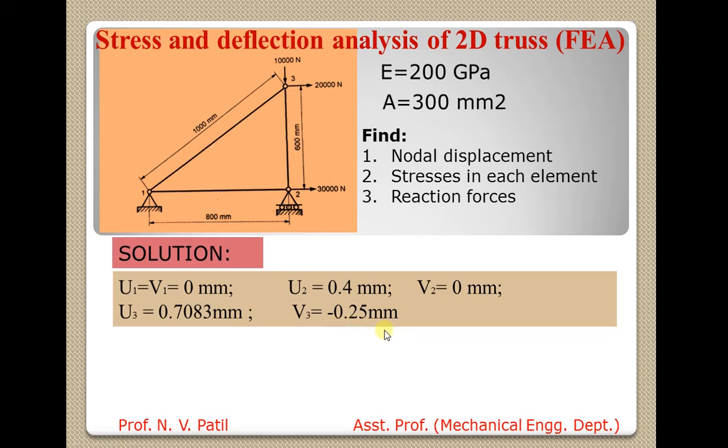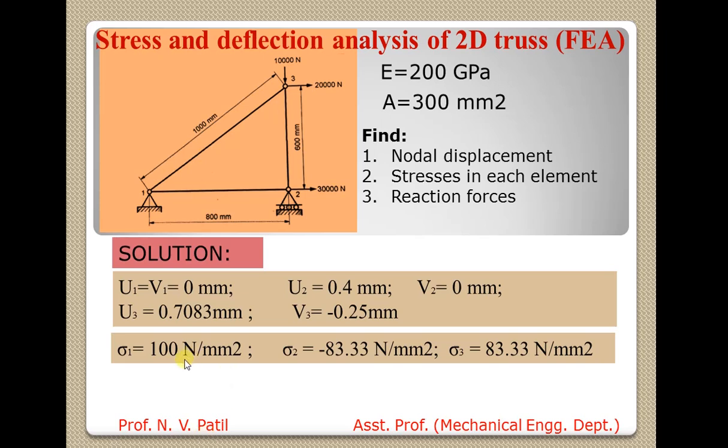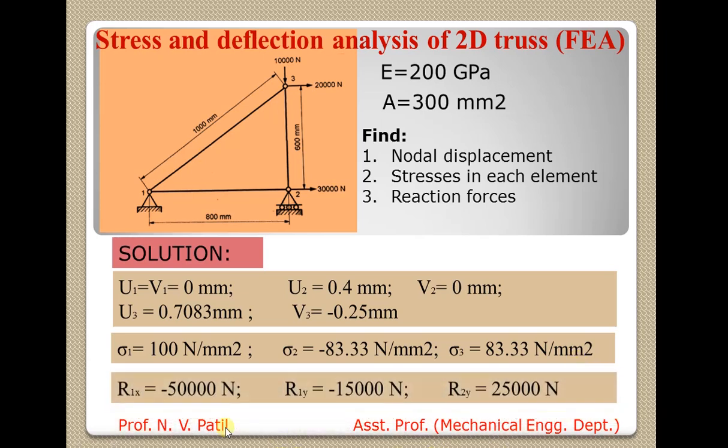Then we have also calculated the stresses. The stress in element 1 is 100 Newton per mm square, in element 2 it is minus 83.33 Newton per mm square, and in element 3 it is 83.33 Newton per mm square. The reactions at the supports are minus 15,000 Newton in the x direction at node 1, minus 15,000 Newton in the y direction at node 1, and at node 2 in the y direction the reaction is 25,000 Newton. So let's analyze these answers using ANSYS 2020 R1 Mechanical APDL.